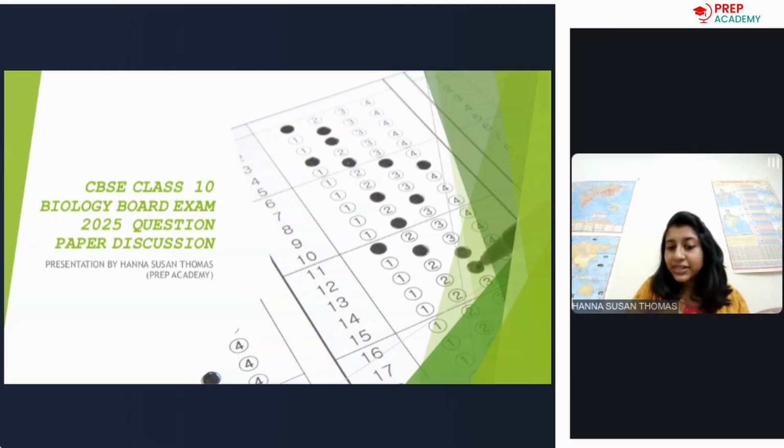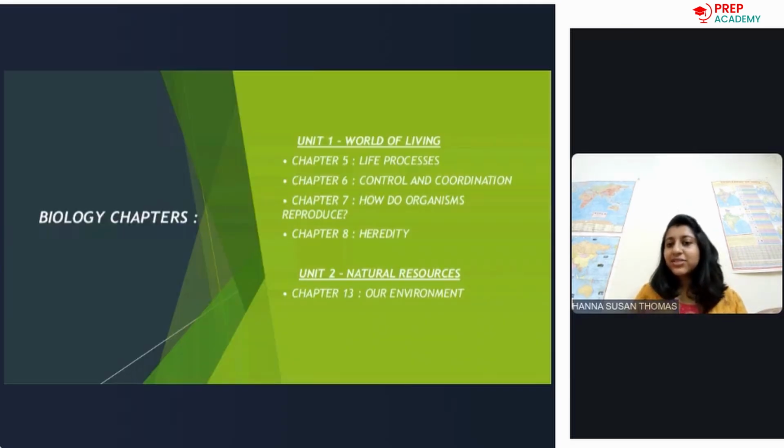So before we move on to our discussion of the question paper, let's go through the syllabus mentioned under the subject biology. As you all know, there are a total of 5 chapters in your syllabus, and these 5 chapters are divided into 2 units. Unit 1, World of Living. Under Unit 1, you can see there are 4 chapters. Chapter 5, Life Processes. Chapter 6, Control and Coordination. Chapter 7, How Do Organisms Reproduce? And chapter 8, Heredity. So these are the four chapters given under the unit World of Living.